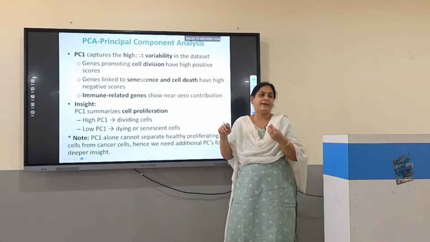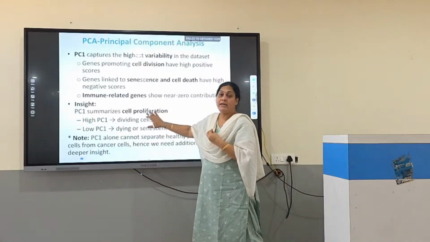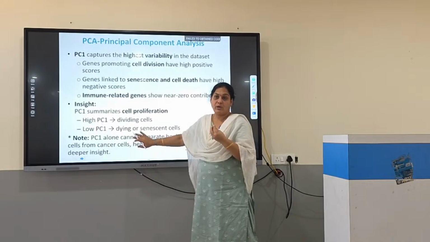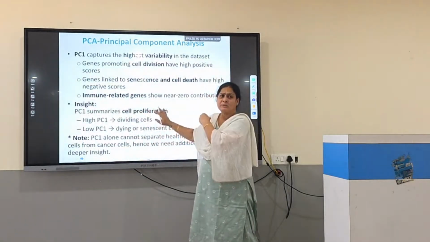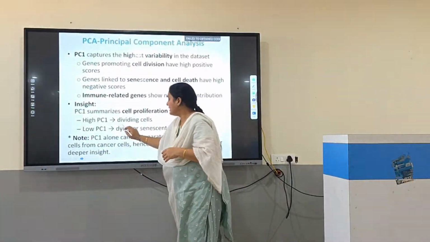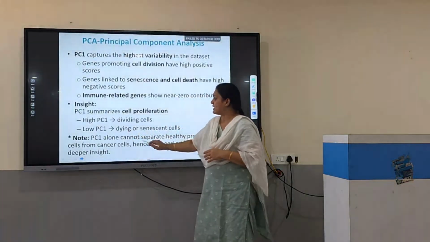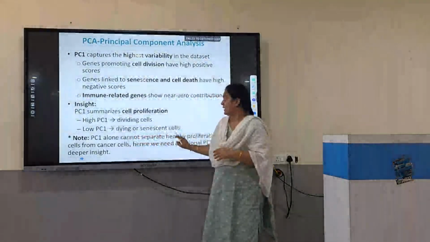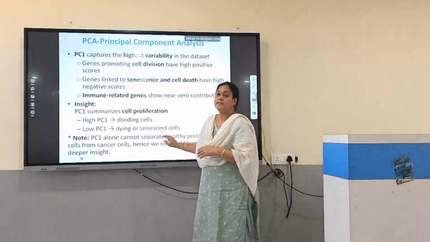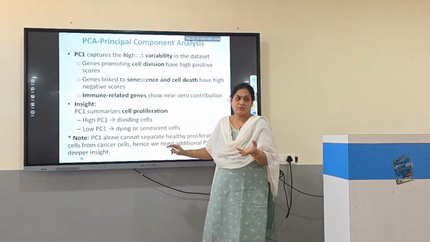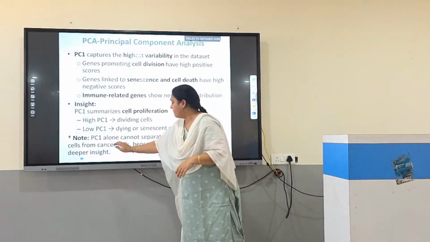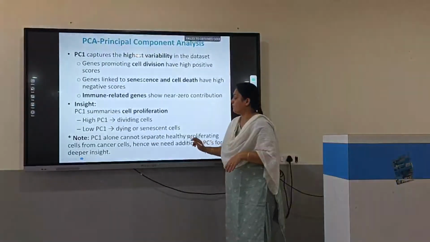Some aspect of the data is summarized by the PC1, the most important aspect. It could be cell proliferation. This is with respect to this data, nothing to do with our PCA. So high PC1 is dividing the cells, and low PC1 is not. Low PC1 indicates something related to some dying cells, genes related to some dying cells. That is the example. So PC1 alone cannot separate healthy proliferation.